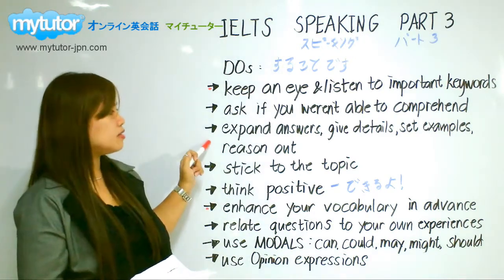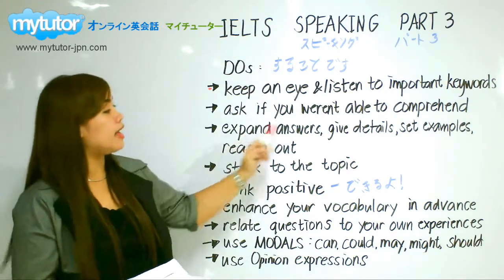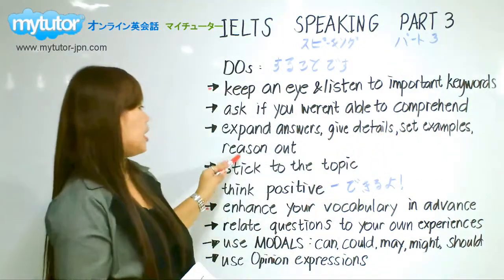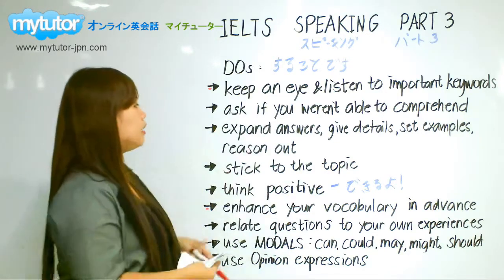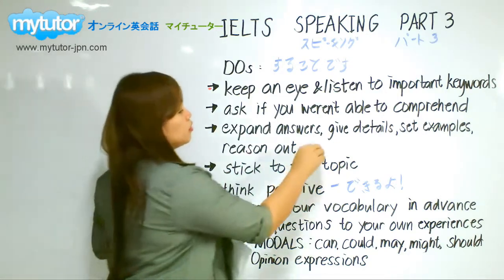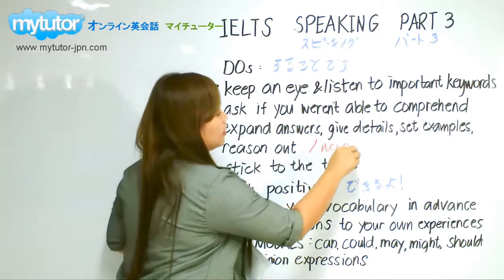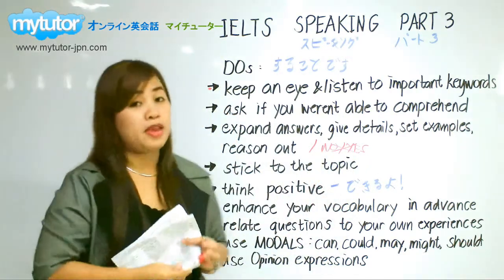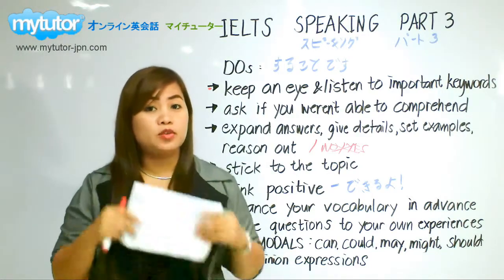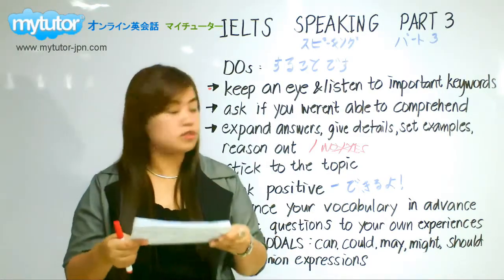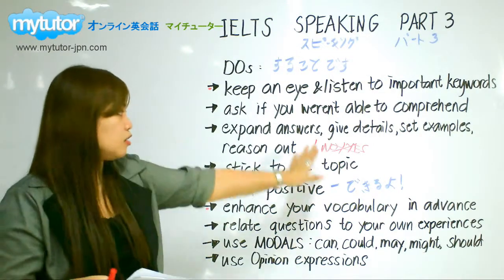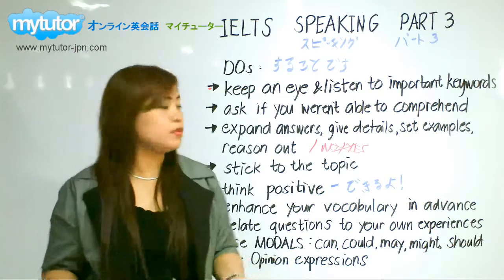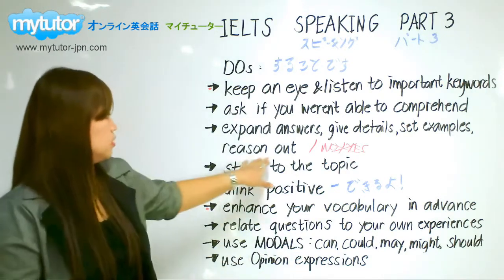次はね、next. Okay, here: expand answers, give details, give examples, and reason out. So here, mainly, we don't give only a yes or no answer. That is a no. You have to make an expansion. You have to answer the questions very well. You have to reason out, give details and information. You give some examples, and you have to reason out.